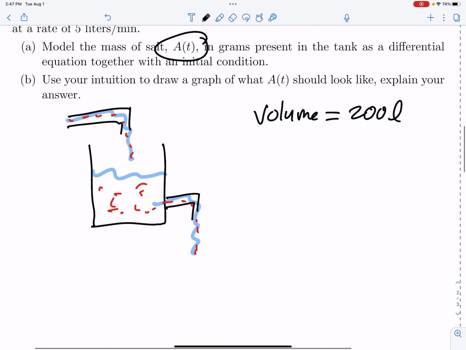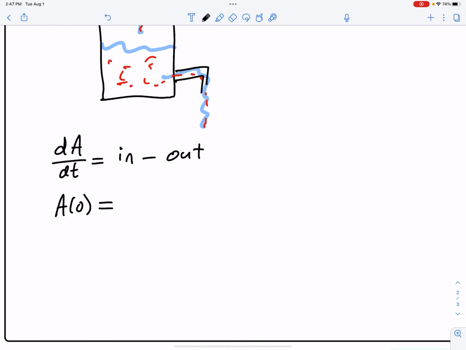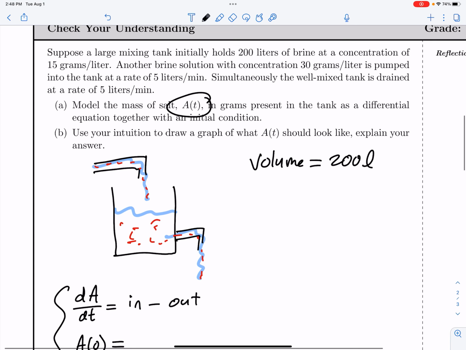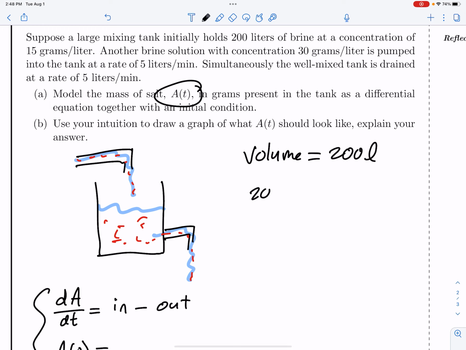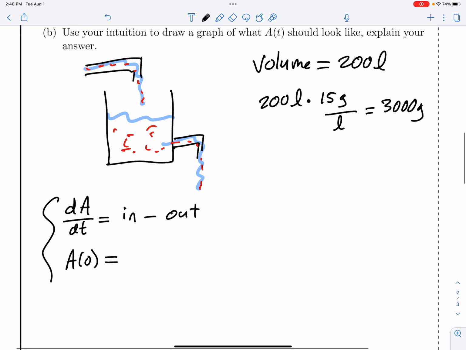So our differential equation should be dA dt equals something, and that's going to be salt in minus salt out. And there should be some A of 0, some initial condition to make it a differential equation. And we can figure that out because originally there's 200 liters of brine and it's concentrated at 15 grams per liter, and that gives us 200 times 15, which is 3,000 grams of salt in the tank. So A of 0 is 3,000 grams of salt.